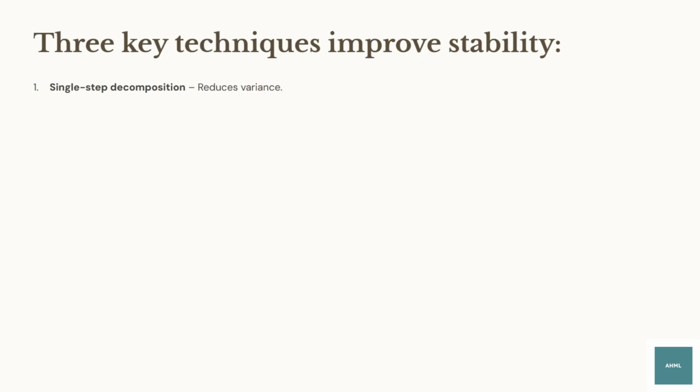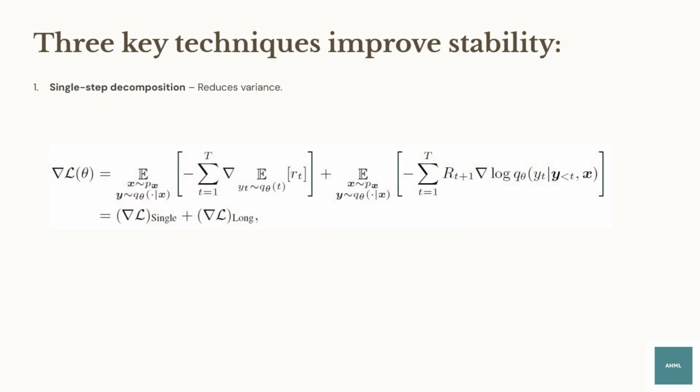In knowledge distillation for sequence generation, errors in early tokens accumulate, impacting the entire sentence. To address this, single-step decomposition rewrites the gradient into a single-step gradient and long-term gradient. This decomposition reduces variance in gradient estimation, making training more stable and accelerating convergence.